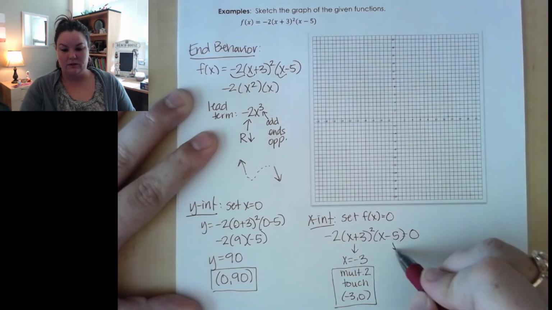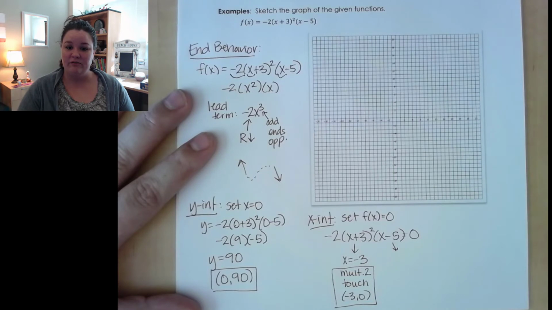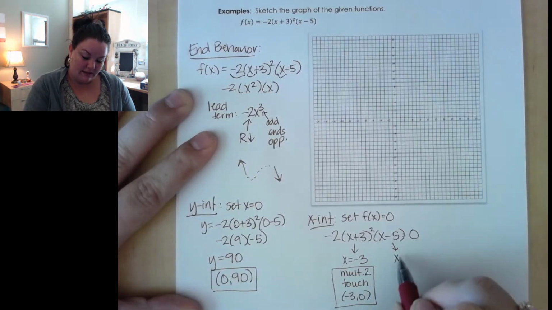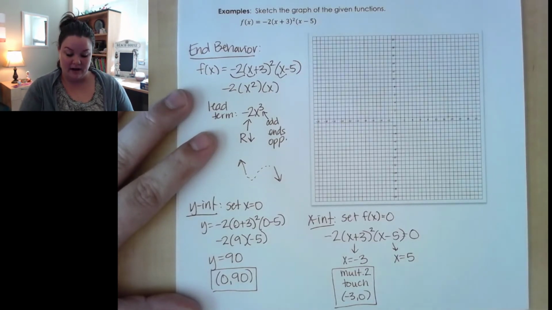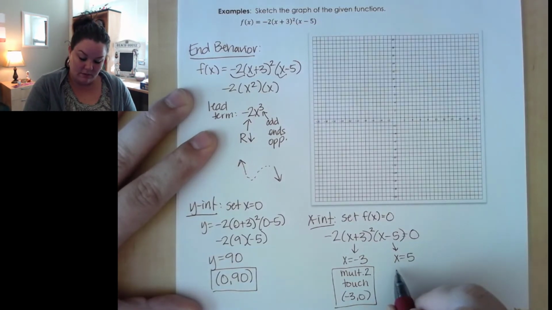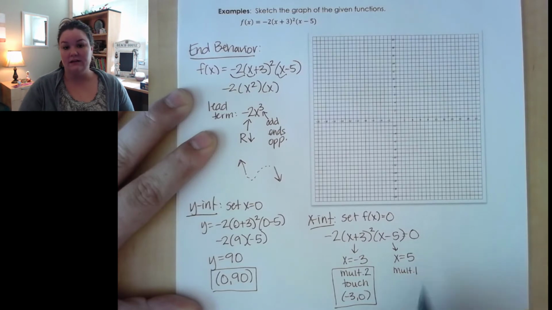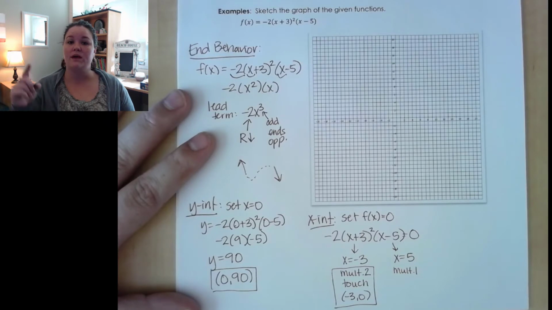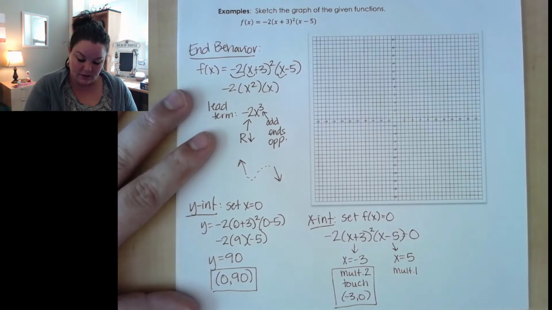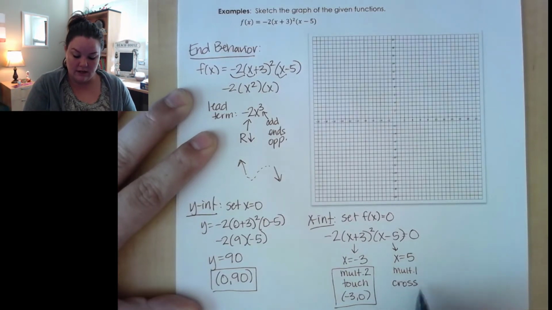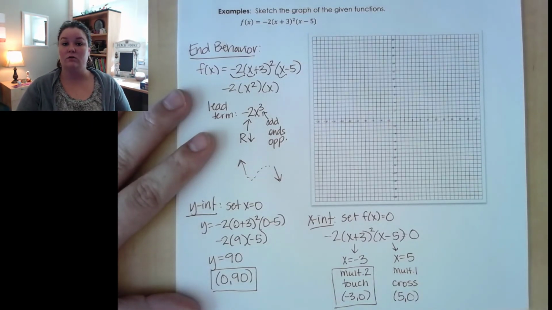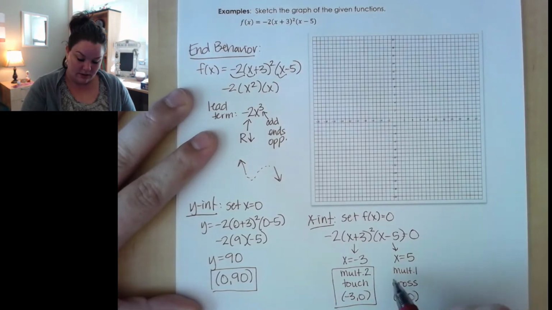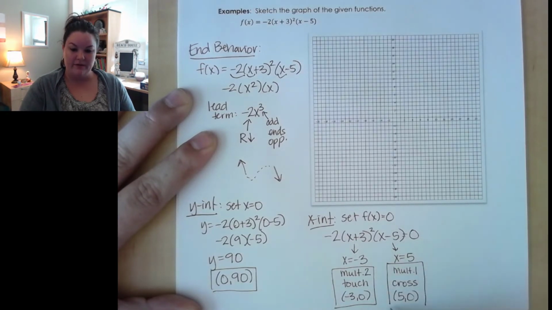Then I want to solve the next one. Okay. When I solve that factor, I'm going to get x equals +5. Notice the factor that it came from, I only have one of it, right? So that means this is going to be multiplicity 1, because I only have one copy. And 1 is odd. So if we have an odd multiplicity, remember that means our graph crosses the x-axis at that intercept. So I'm going to say cross, and then I'm going to write that 5 as an ordered pair, so (5, 0). So here's everything I need to know about that intercept.